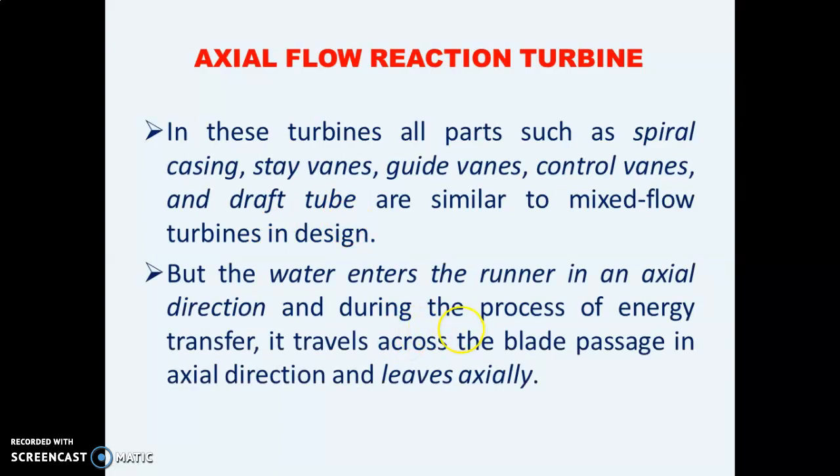But the water enters the runner in an axial direction, and during the process of energy transfer, it travels across the blade passage in axial direction and leaves axially. That means in the mixed flow turbine, the Francis turbine, the water entered radially and left axially. But in an axial flow reaction turbine, the water will enter axially and leave axially. So it is a total axial flow reaction turbine.